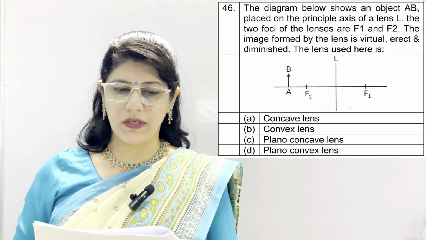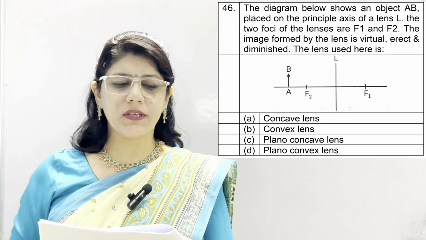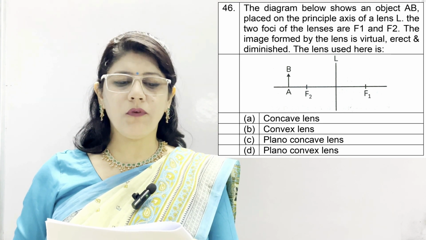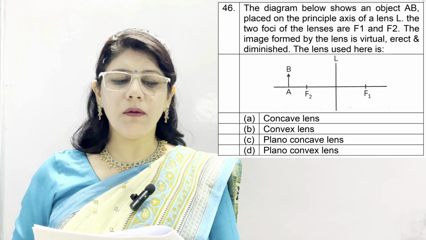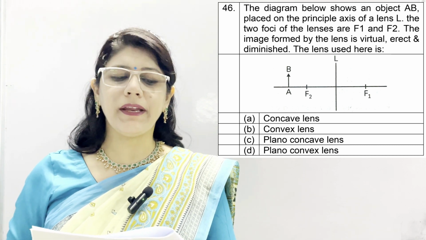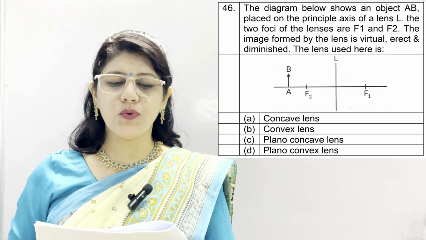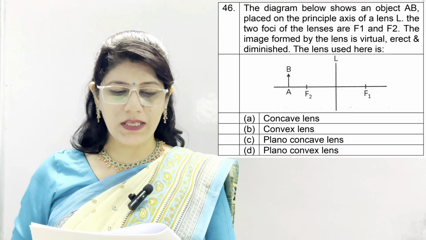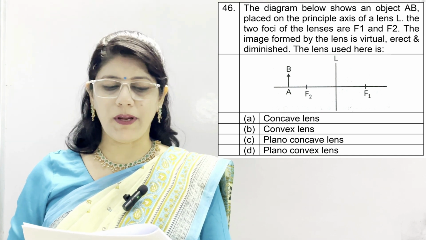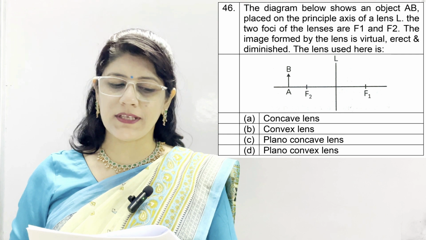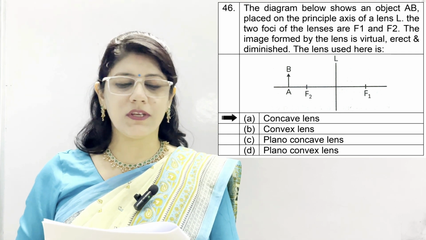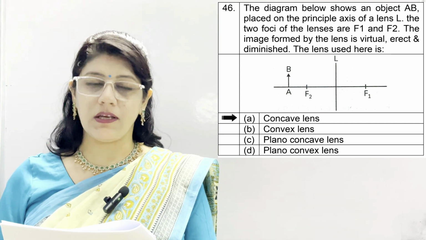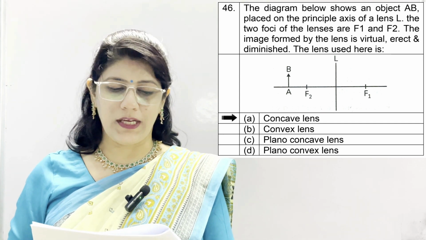In question number 46, the diagram below shows an object AB placed on the principal axis of a lens L. The two foci of the lens are f1 and f2, and the image formed by the lens is virtual, erect and diminished. The lens used here is, options given are A concave lens, B convex lens, C plano-concave lens, and D plano-convex lens, and the correct option is A, because the nature of the image given is virtual, erect and diminished. We know this is a concave lens. It is also known as a diverging lens.